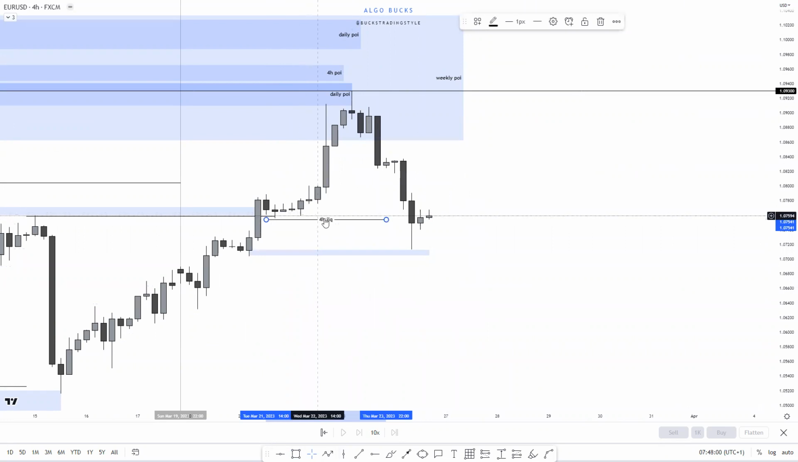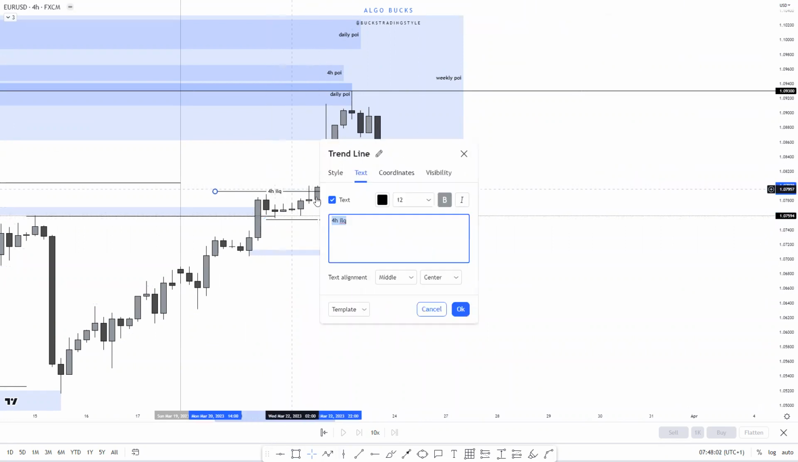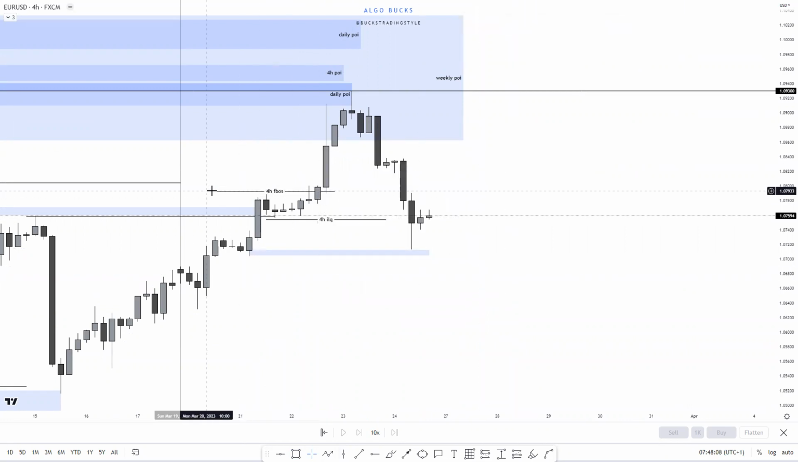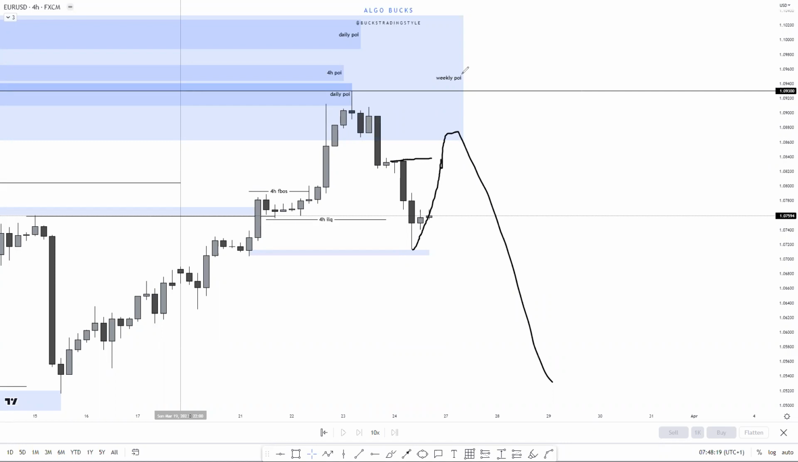4 hours ILQ, 4 hours XBUS. Okay, now this is what price is doing. But because we know that we are coming from a much higher time frame, price can just decide to do this, come take this out and probably drop, push down. Because we are always reactive, that's why we're looking for buys right here, okay?